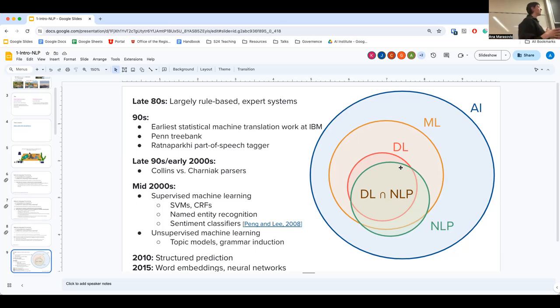And then in the mid-2000s, we started to do more machine learning that you have maybe heard of, such as SVMs and conditional random fields. People started to look into applications such as named entity recognition, where given text, you want to label which words correspond to organizations, to people, and so on. And there was a little bit of unsupervised machine learning as well, such as topic modeling and grammar induction. And then we move in the 2010s into structure prediction, where you are trying to predict all of these structures from text and build your whole pipeline based on this now more rich annotation of text.